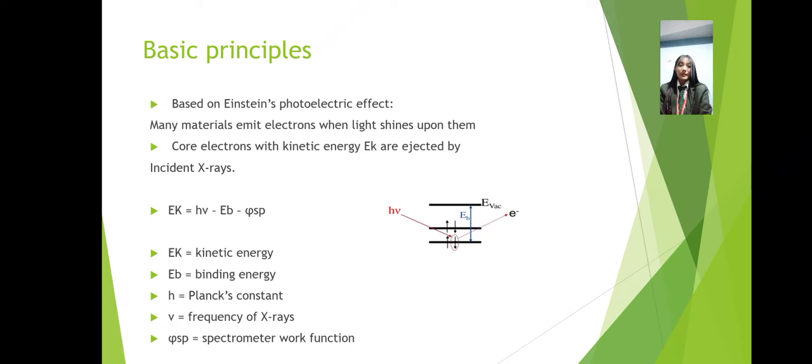Heading towards the basic principle of XPS. XPS is mainly based on Einstein's photoelectric effect. Many materials emit electrons when light shines upon them. Core electrons with kinetic energy EK are ejected by incident X-rays, as you can see in the diagram below, and we get the equation EK = hν − EB − φsp. Here EK is kinetic energy, EB is binding energy, h is the Planck constant, ν is the frequency of the X-ray, and φsp is the spectrometer work function.